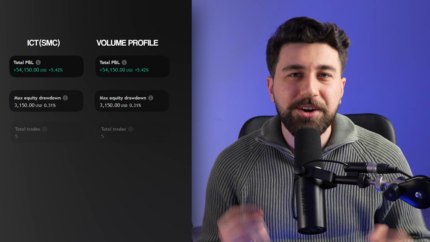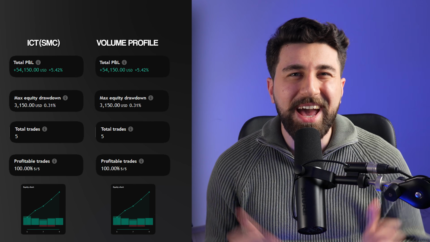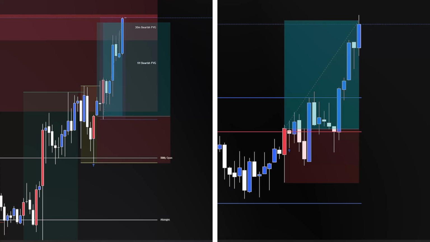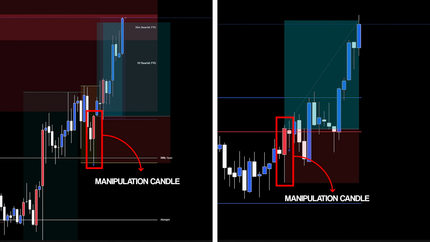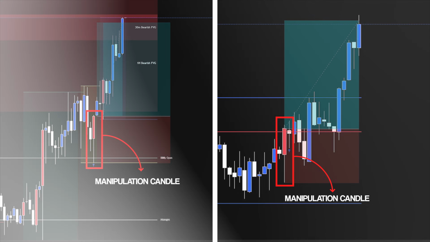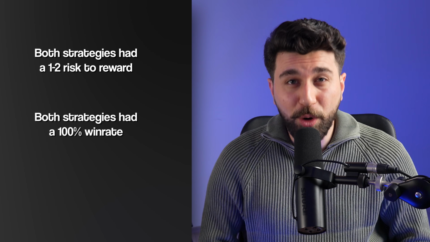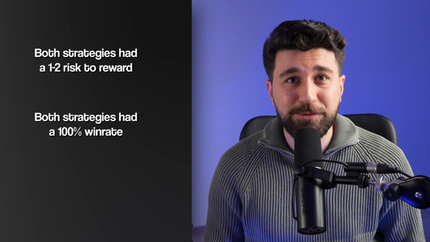So guys, here are the backtesting results, and as you can see, they are both the same. Why? Because we have used the same entry confirmation and the same risk to reward as well. So both strategies had a 1 to 2 risk to reward, and with both of them having a 100% win rate this week, well, both of them have the same results.